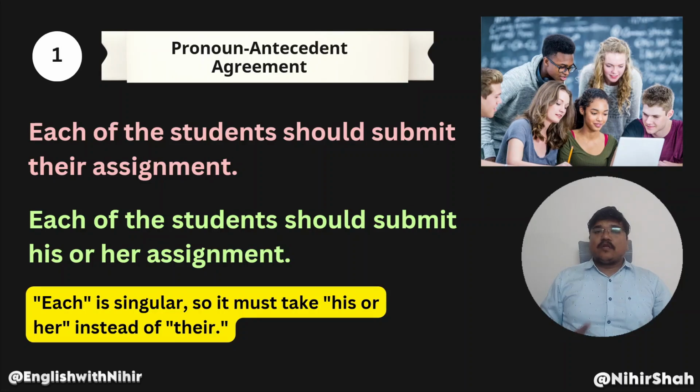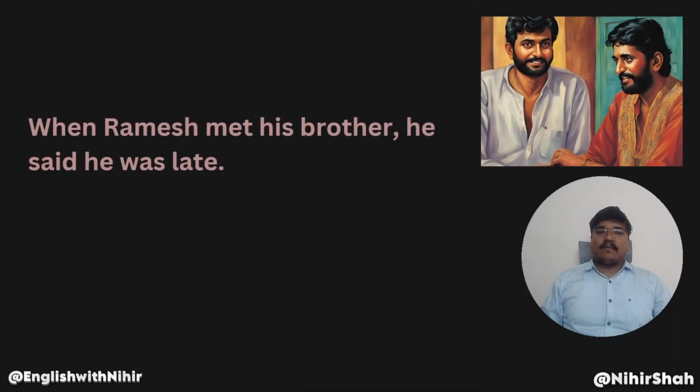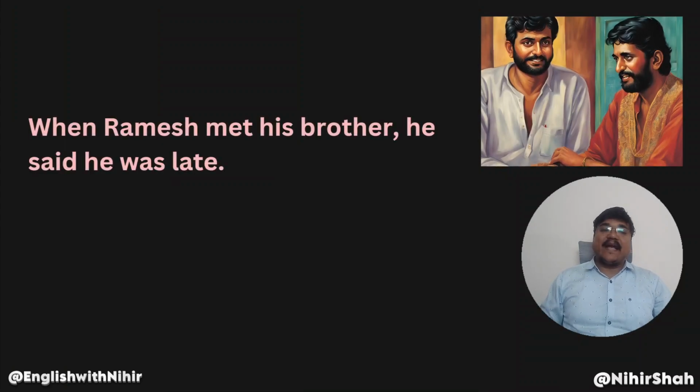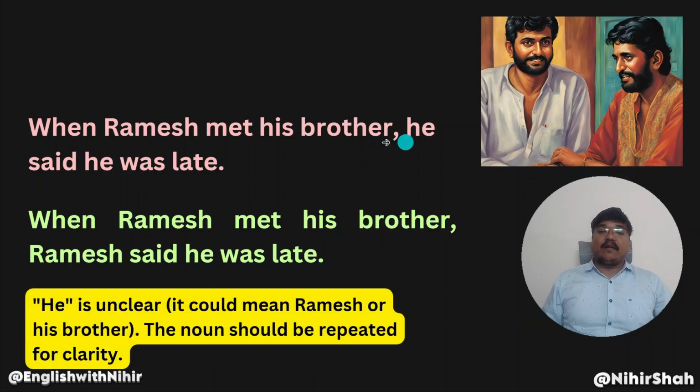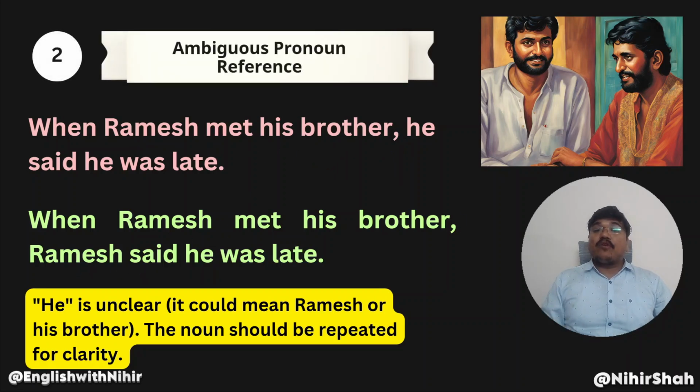Pronoun-Antecedent Agreement. So this is mistake number 1 that we have to avoid. Let's move on to the next sentence. When Ramesh met his brother, he said he was late. Now, can you identify the mistake in this sentence? Think about it. The correct answer is when Ramesh met his brother, Ramesh said he was late. Why? Because he is unclear here. Because if you will read it again, you won't be able to say whether he is talking about Ramesh or his brother. That's why we have to clarify it. So this is mistake number 2. Ambiguous pronoun reference. So we have to avoid this kind of mistake.